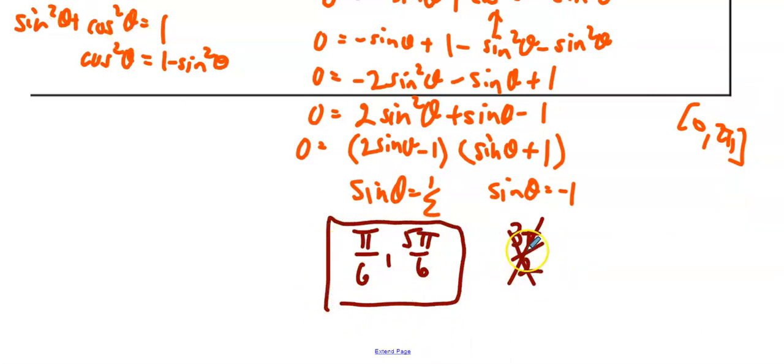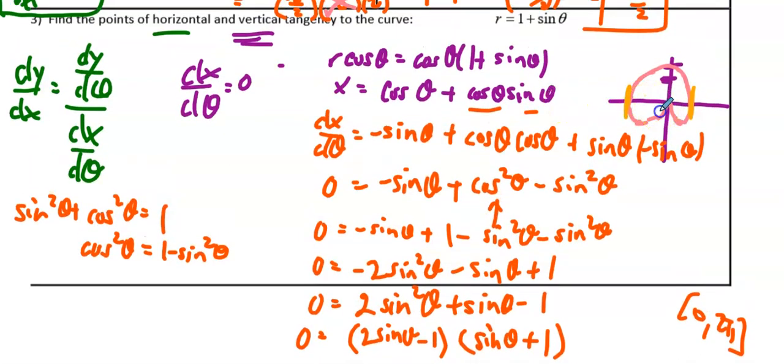If you need the explanation for why 3π/2 doesn't work, remember that it's right here. It's not differentiable, so we can't have the derivative be undefined or 0, because it's not differentiable in that graph; it's a sharp corner.